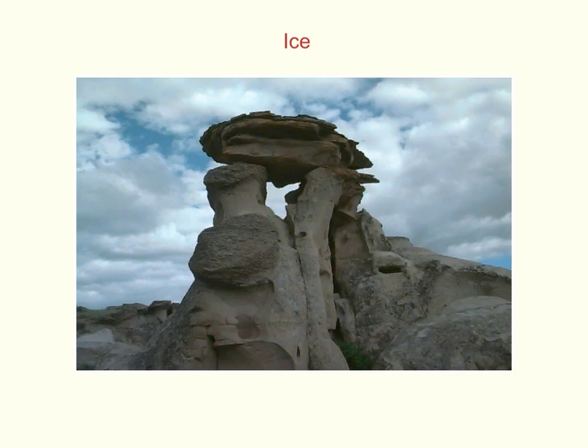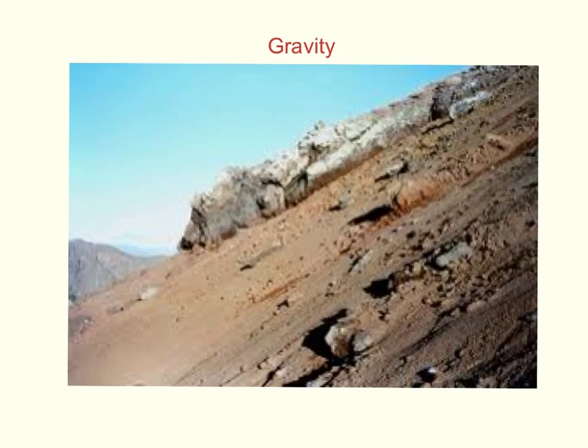A second example on how ice can erode Earth is by this. This is called a hoodoo, and this is when water carefully seeps in cracks, and then it freezes. That forms ice. So then what happens is that the ice expands, breaking a spot right here, and that's another example of ice erosion.